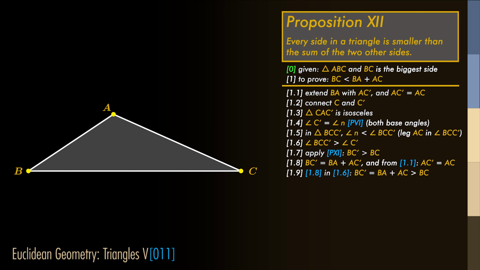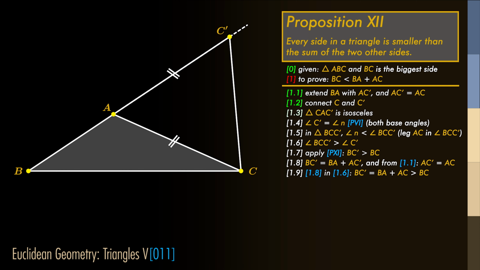Let's call BC the largest side in ABC. We need to prove that BC is smaller than the sum of BA and AC. We use a similar method to the one used in the previous proposition by constructing an isosceles triangle. We extend BA with AC prime, and the extension has the same length as AC. Connect the endpoint of the extension with C.